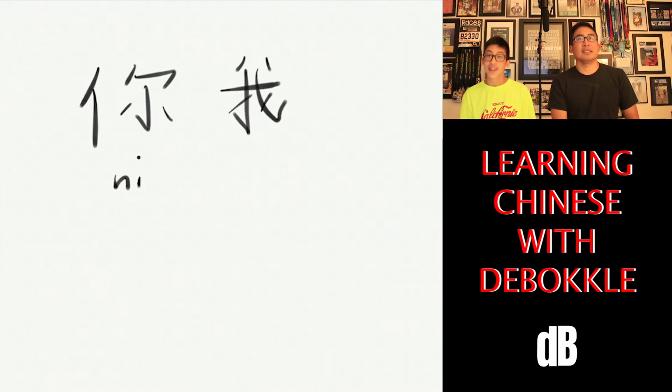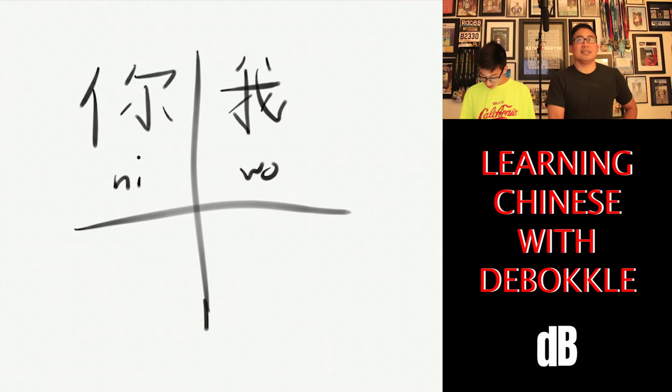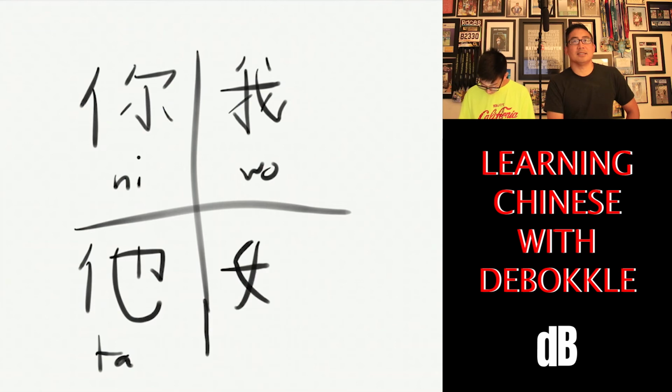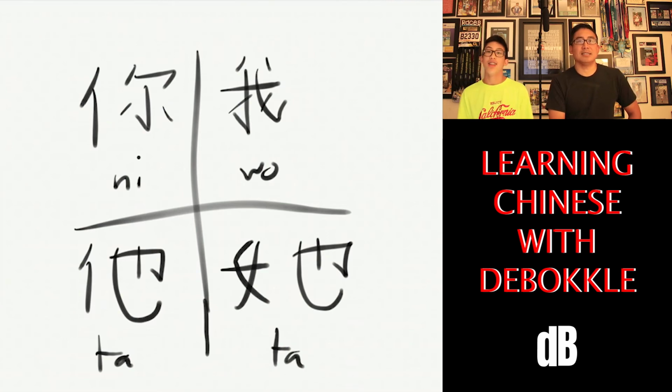Okay. This one is... what is that? Wall. These are all separate. These are all pronunciation. Separate. And then this one... Ni wa ta. I'll tell you what these all mean. This is ta. Ni wa ta ta. So this one means you.